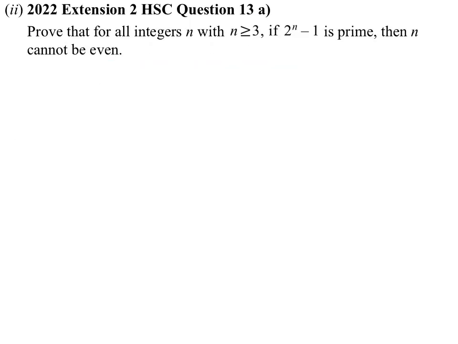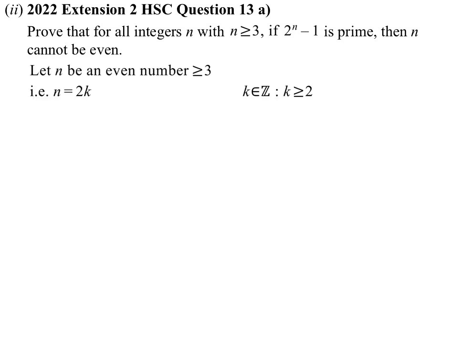This one appeared a couple of years ago. Prove that for all integers n, with n being greater than or equal to 3, with 2 to the power of n minus 1 being prime, then n can't be an even number. Again, I'm going to do it by contraposition. So I'm going to let n be an even number, greater than or equal to 3. So n will equal 2 times k, where k is some integer, but my integer now has to be greater than or equal to 2, because I want an even number greater than or equal to 3, and the first even number greater than or equal to 3 is 4. So my k would have to be greater than or equal to 2.